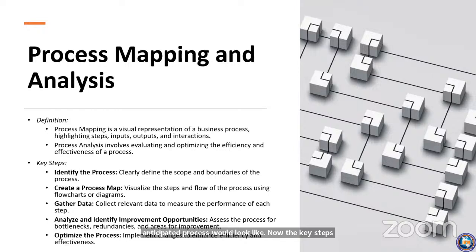Now, the key steps here will be identifying the process, that's clearly defining the scope and boundaries of the process. Number two, creating a process map. Visualize the steps and flow of the process using flowcharts or diagrams. Then gather data, collect relevant data to measure the performance of each step, and then analyze and identify improvement opportunities by assessing the processes for bottlenecks, redundancies, and areas of improvement. Then optimize the process, implement changes to enhance efficiency and effectiveness.